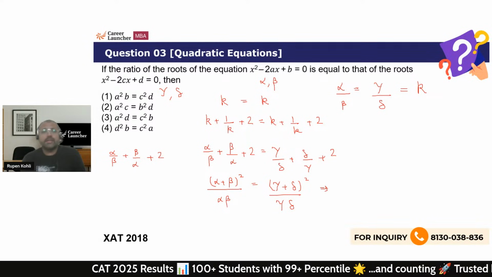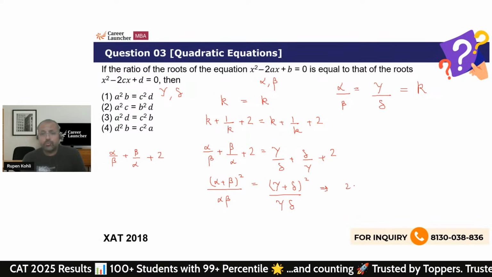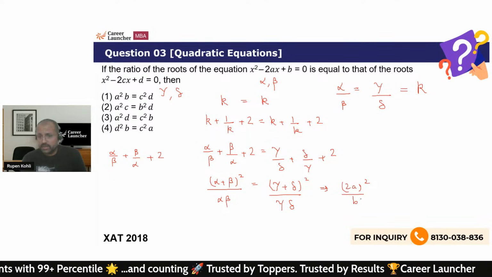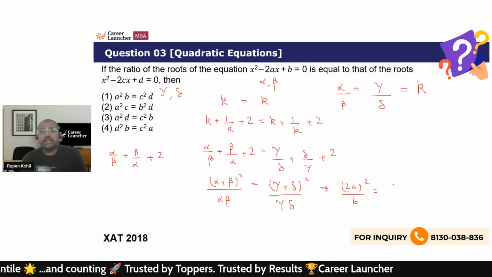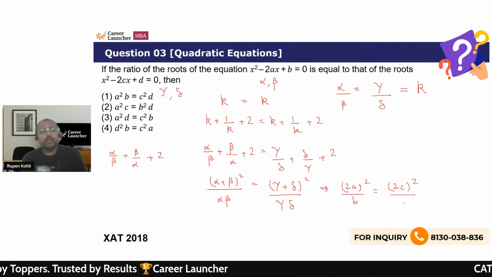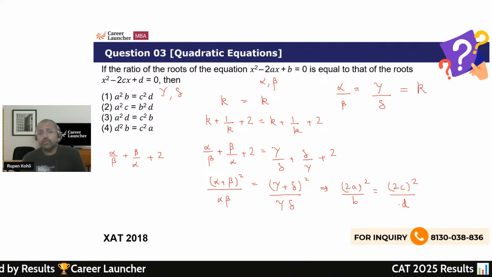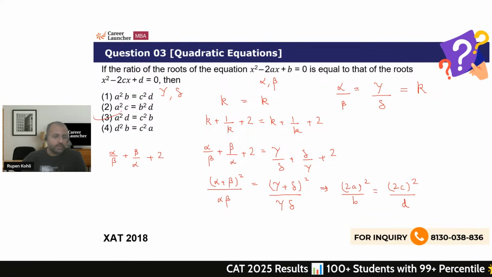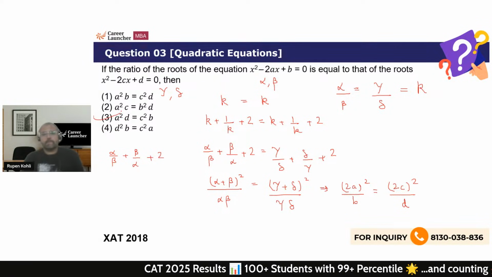So alpha plus beta is 2a. So (2a) the whole square over alpha beta the product, which is b, equals gamma plus delta, which is 2c, the whole square over gamma delta, which is d. So a square d equals c square b. That is what we can say, right?